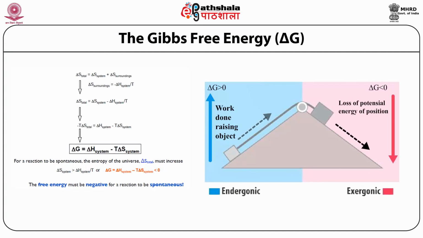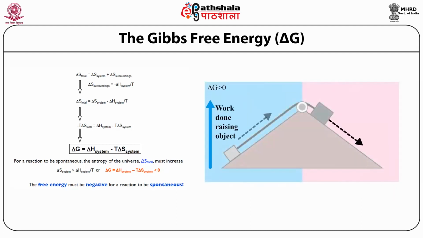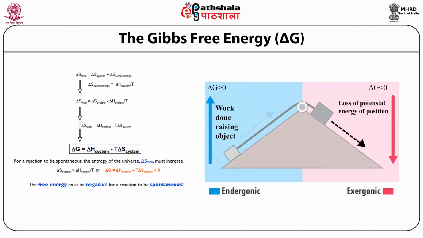The Gibbs free energy is the measure of the protein ligand interaction. For an endergonic reaction, delta G has a positive value, like the work done for raising an object. If delta G is negative, less than 0, it is an exergonic reaction, where there is a loss of potential energy. So delta G can be defined in terms of enthalpy and entropy: it equals the delta H of the system, the enthalpy of the system, minus T delta S of the system.